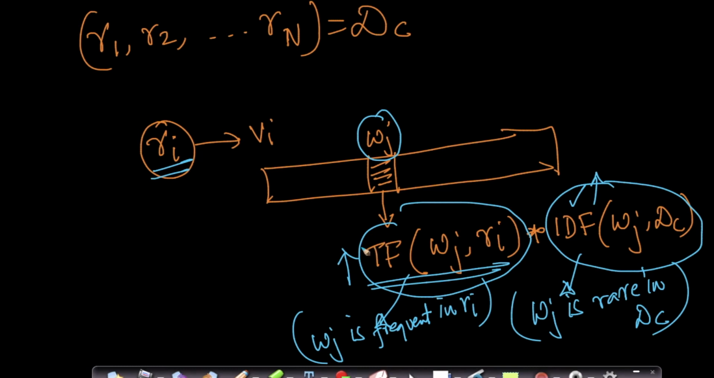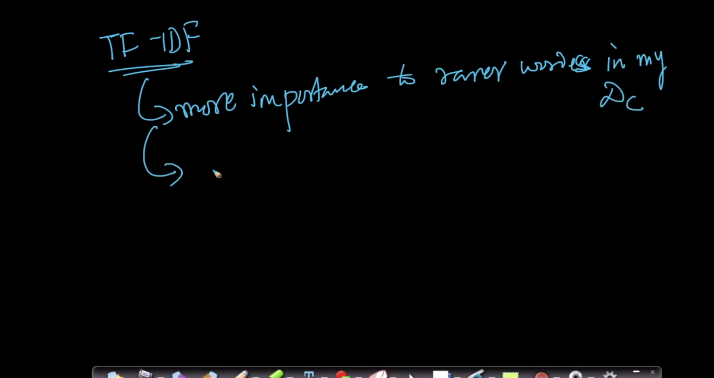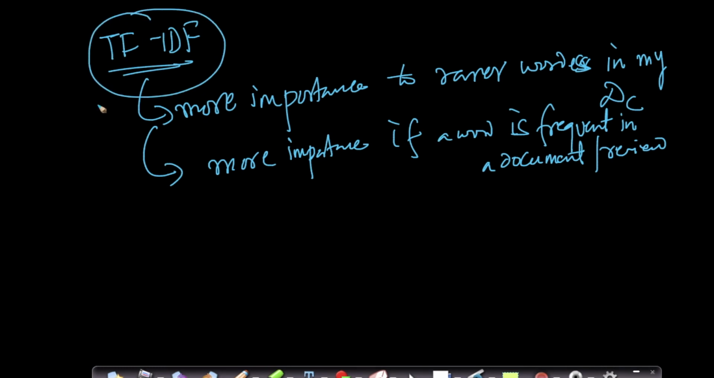So TF-IDF is a very interesting scheme of things where I give more importance to rarer words in my corpus. Similarly, I give more importance if a word is frequent in a document, or a review in our case. This is the nutshell. Now we will see how TF-IDF is super useful actually, but TF-IDF also has its own limitation.